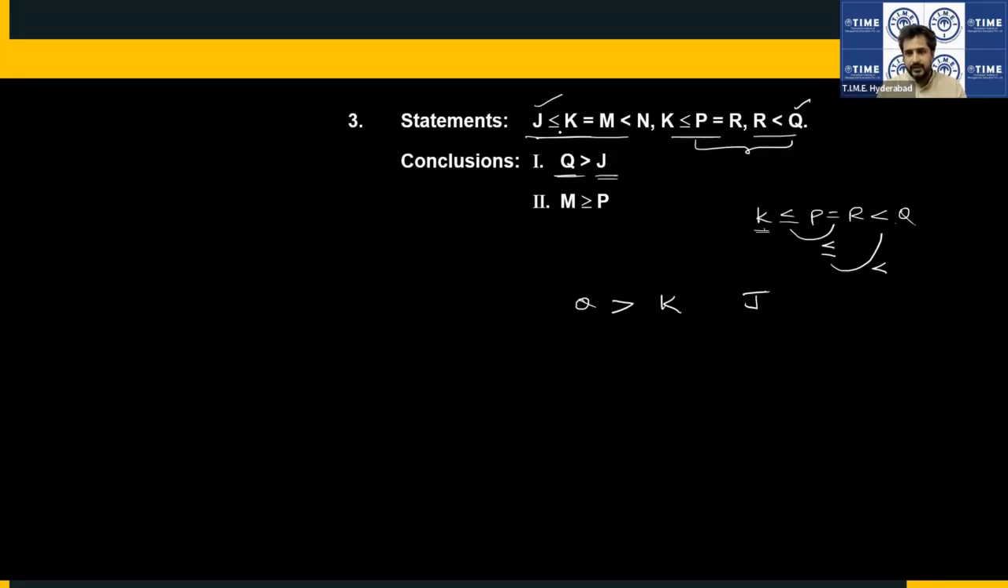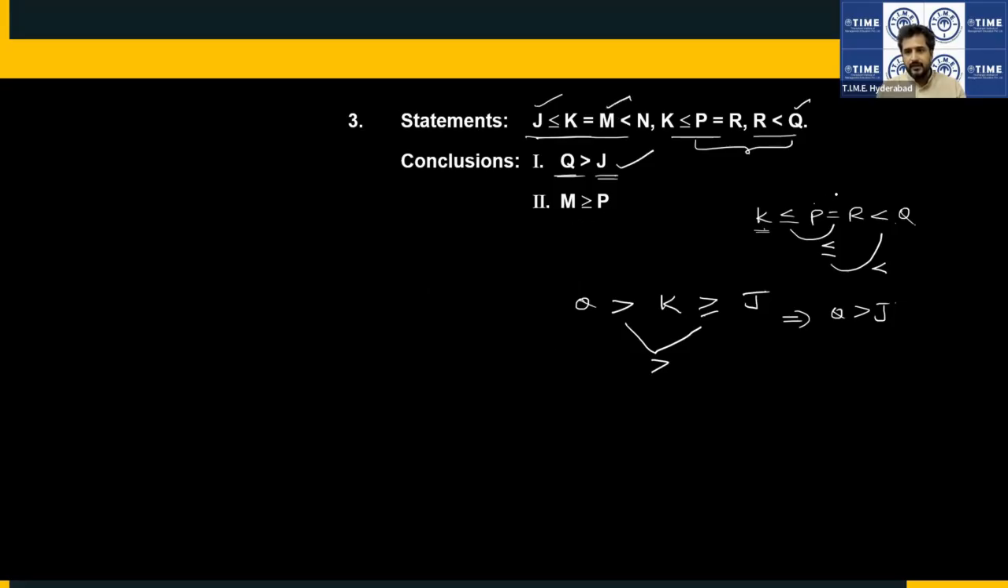What is the relation between K and J? J less than or equal to K is as good as K greater than or equal to J. Greater than and greater than or equal to leads to greater than. So the conclusion we can derive is Q greater than J, and the given one is also Q greater than J. So 1 follows.